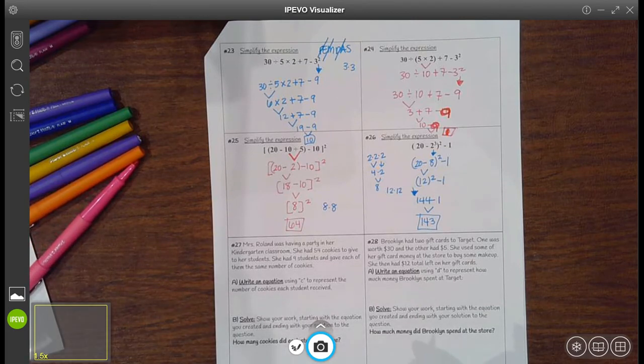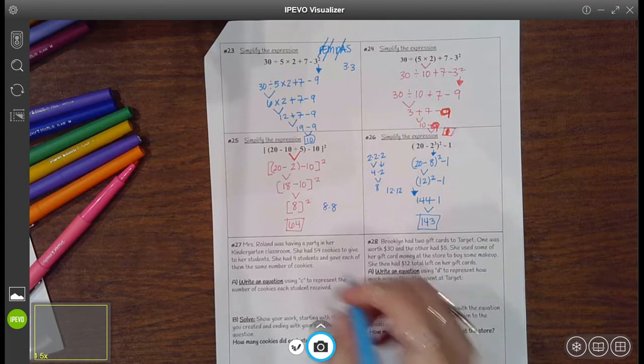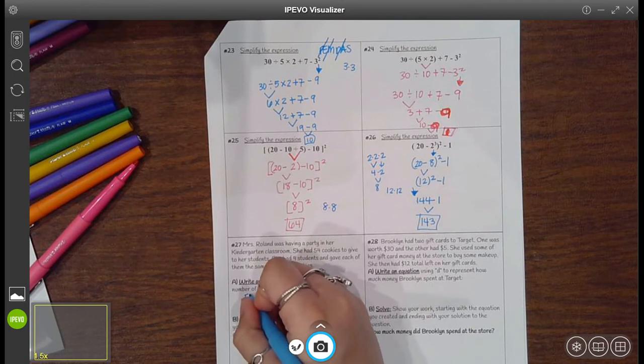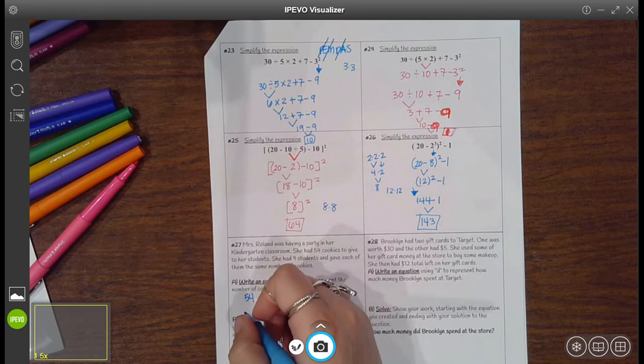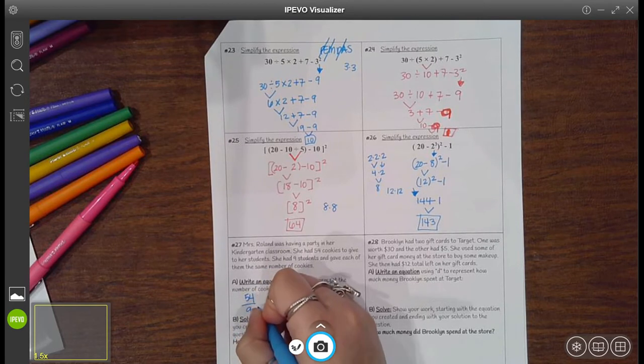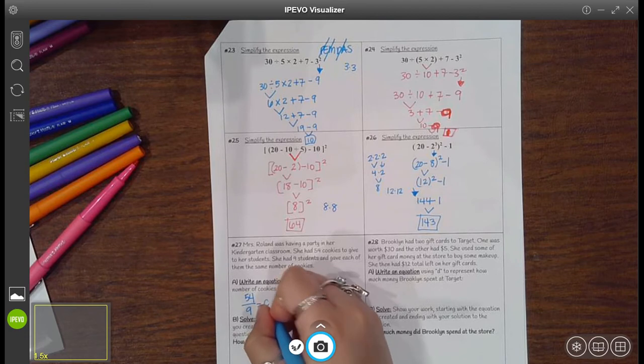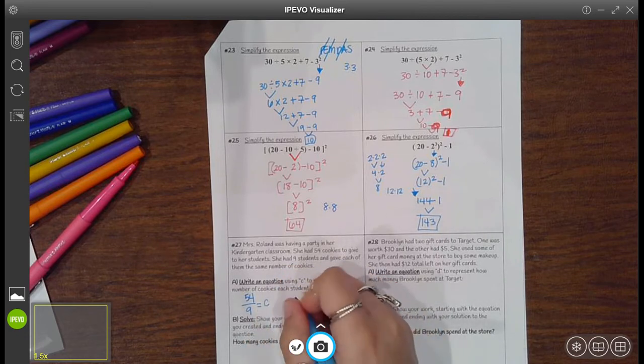The next one says, Mrs. Rowland was having a party in her kindergarten classroom. She had 54 cookies to give to her students. She had 9 students and gave each of them the same number of cookies. Write an equation using C to represent the number of cookies each student received. So I have a total of 54 cookies. She had 9 students, so I'm dividing among 9 students, and that's going to determine how many cookies each kid gets.